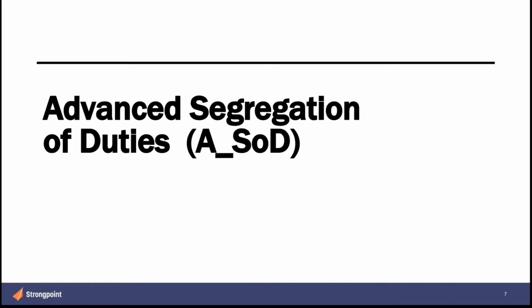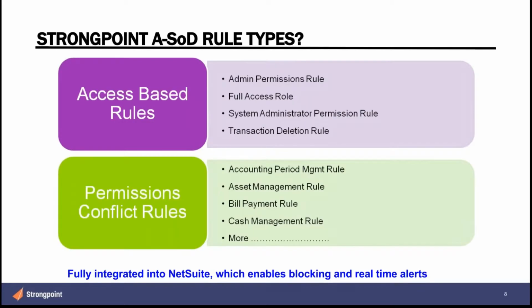So our advanced segregation of duties, again, it's built right into NetSuite, and we have two major different kinds of rules. One is access-based rules. So they essentially say, look, I want to know anytime someone gets assigned as an administrator or full access, right? Or they become a system administrator. Like these are huge deals, as you guys know, right? Very powerful roles. So that's the kind of thing that we want to be careful about.